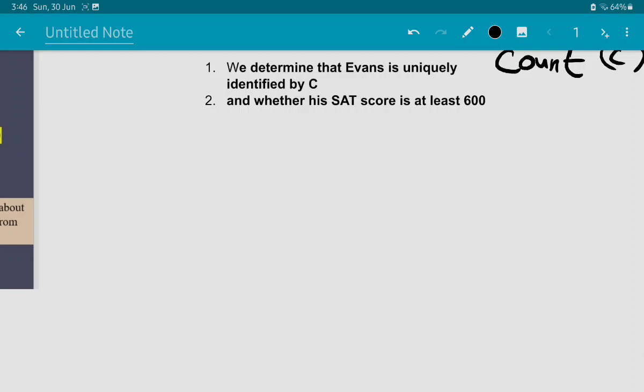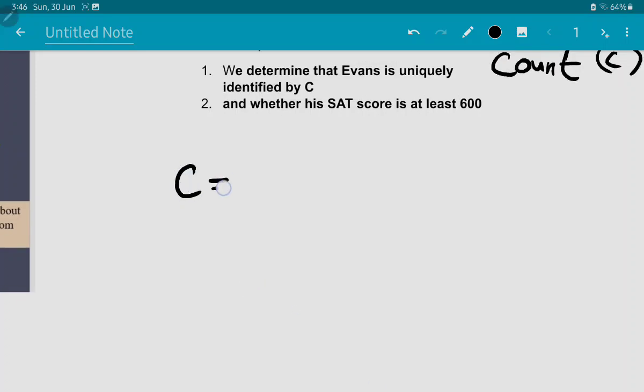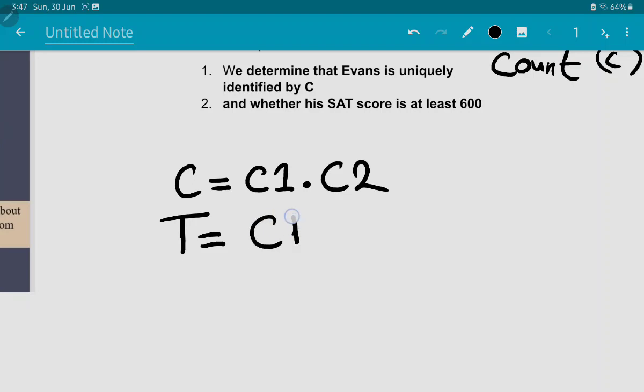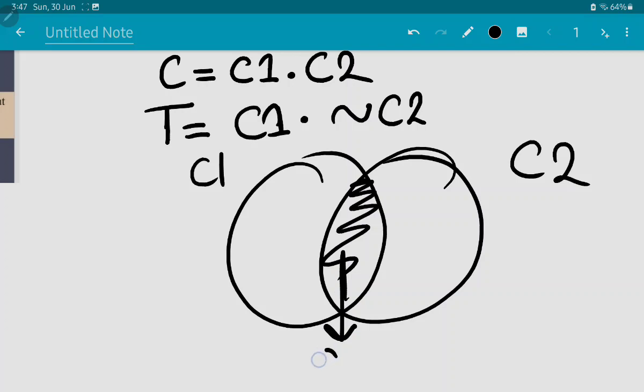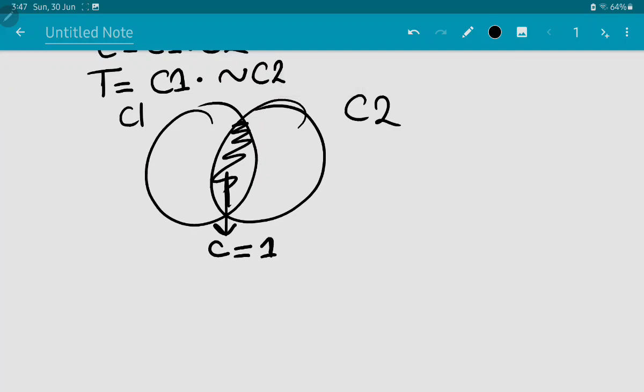A quick summary of the individual tracker. The individual tracker is where you split the knowledge into two parts, C1 and C2, and then you create the tracker. The tracker is going to be C1 and not C2, while C1 will be the entire set, C2 will be the other set, and the overlap is going to be C, where again the count of C is equal to 1. For this to work, the count of C must be equal to 1.